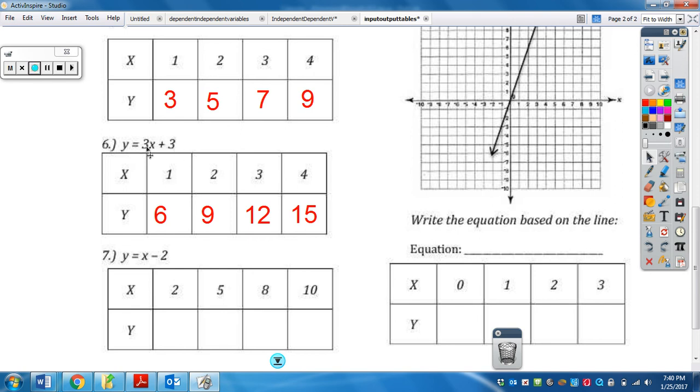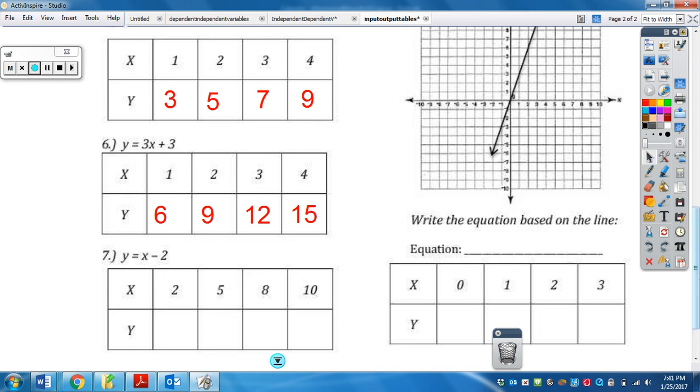So again, 3 times 1 would be 3, plus 3 would be 6. 3 times 2 would be 6, plus 3 would give me the 9. 3 times 3 would be 6. Oh wait, did I do that wrong? Yes, I did. 3 times 3 would be 9, plus 3 would be 12. And then 4 times 3 is 12, plus 3 would give me 15.